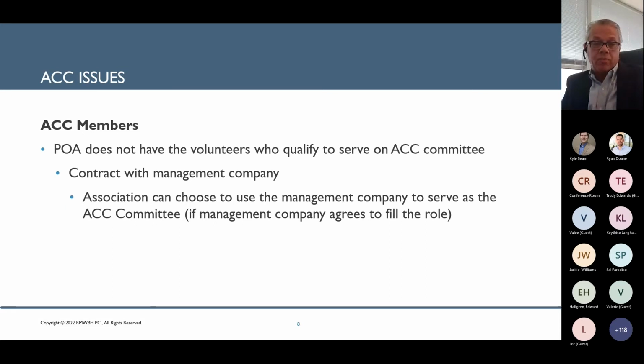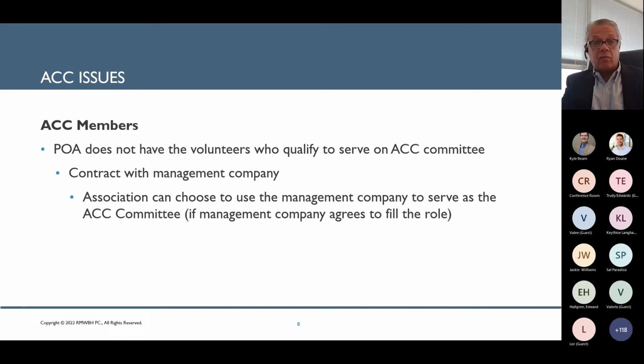A big problem that this law has caused is that a lot of associations have difficulty getting people to serve on the board, much less on a separate committee. That has become an issue because the board should not have a say in approving or disapproving architectural control committee applications. We get a lot of questions on what we can do about this and how to address the problem if we can't get volunteers. Some associations have made a deal with their management company to in effect serve as the ACC. Some have hired third parties to serve as the ACC.